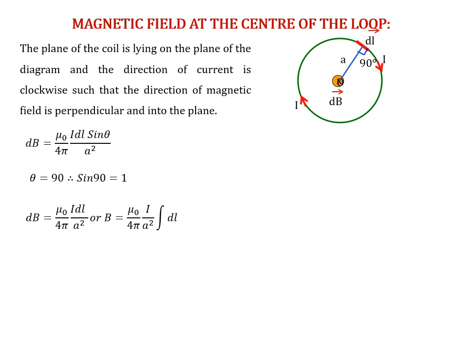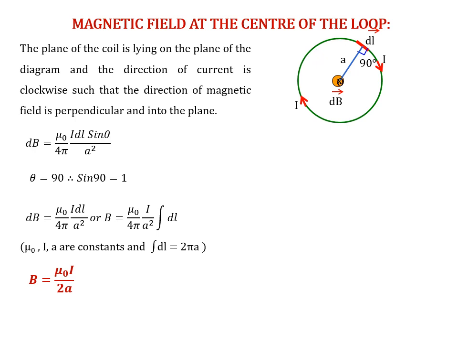Total field will be obtained by integration, and when we solve, result will be B is equals to mu naught I upon 2A, because integral dl will be 2 pi A. The total length of the loop will be its circumference, that is 2 pi A. Hence B can be written as mu naught I upon 2A. So field is inversely proportional to A, that is radius of the loop.